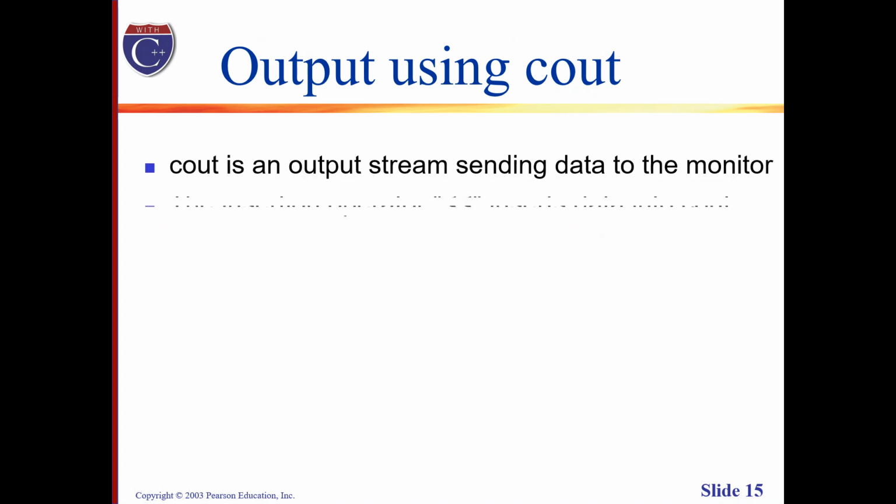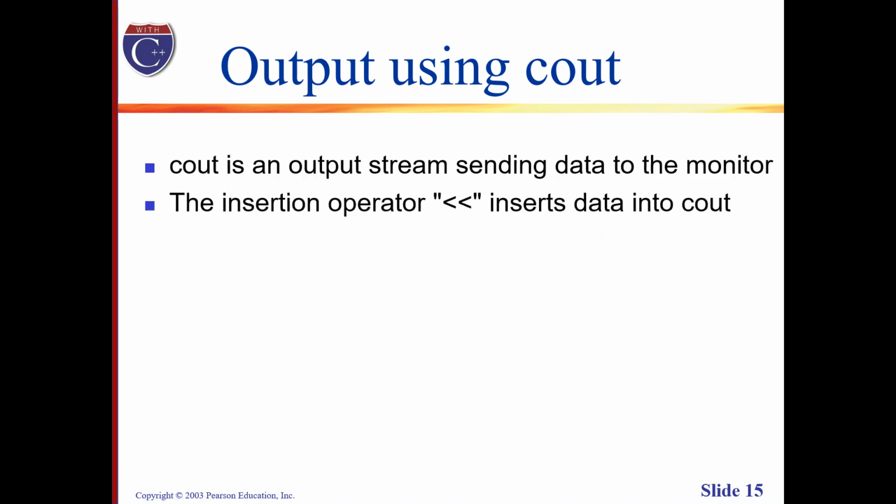Let's talk about output using cout. Cout is an output stream which sends data to the monitor. This is why we primarily use this if we want our program to display its output to the monitor. As we've already mentioned, we use the insertion operator which inserts data into the cout stream.